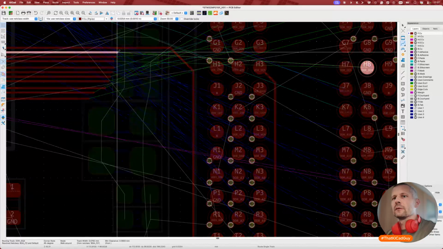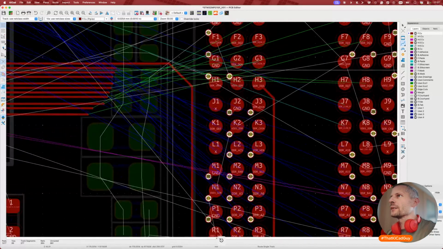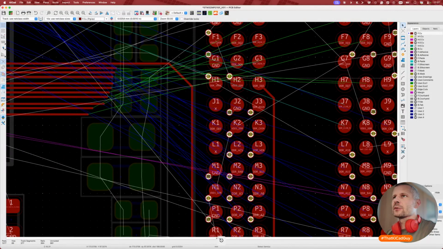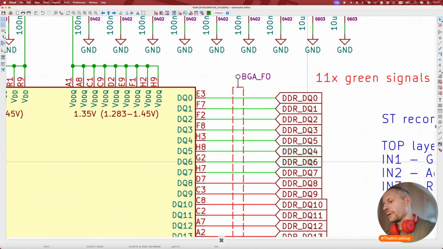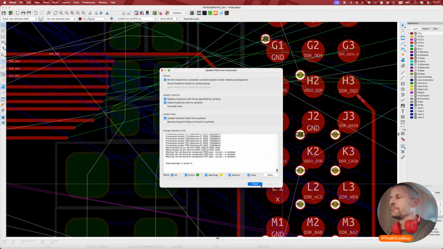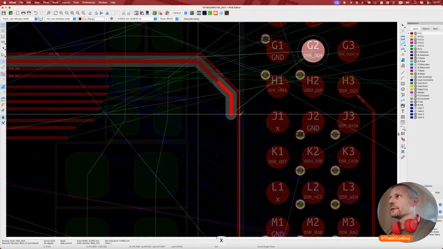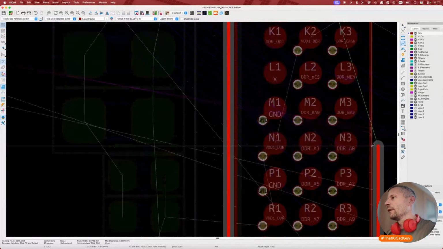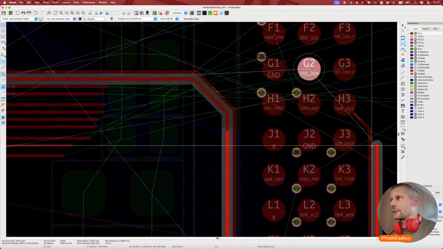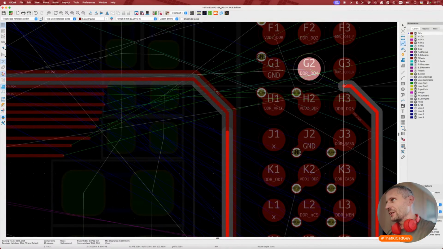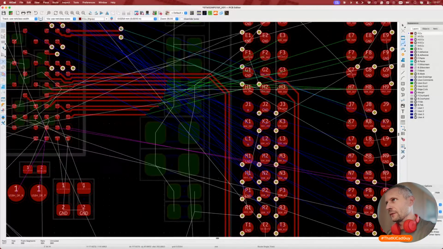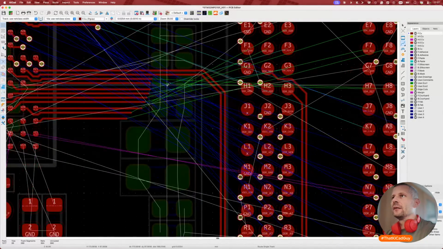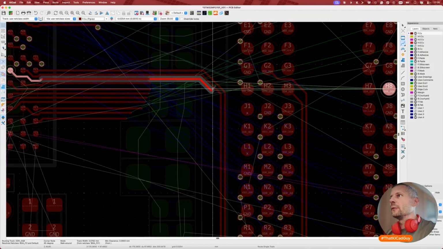Now this one, DQ4, I need to assign like DQ6. So DQ4 must be DQ6. So we have to swap these ones. Okay, so yeah. This routing is not finished. It's to see the distances and to change the order. So nothing really important is happening here.